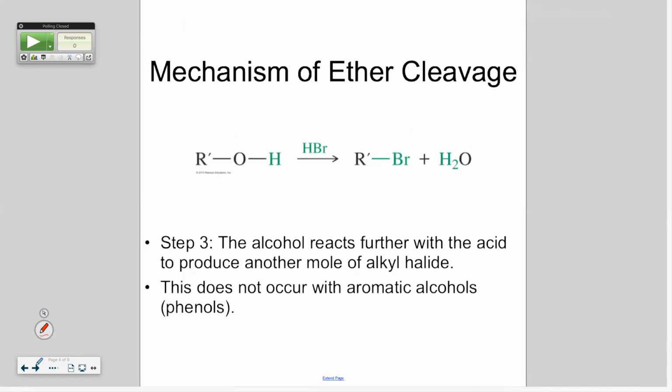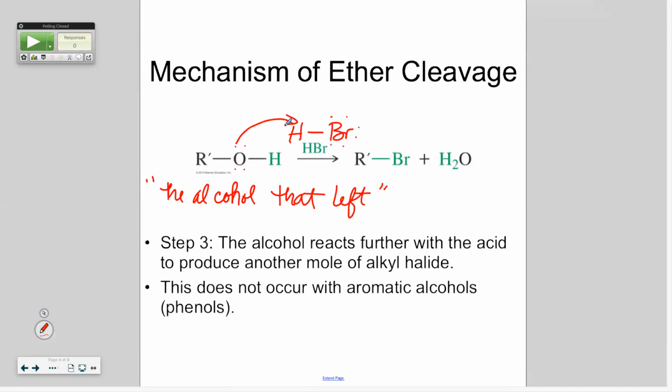Okay, what happens to the alcohol after? This is the alcohol that left on the previous slide. So what happens now? We're going to protonate the O with HBr, because you can't tell the acid, don't protonate the alcohol that's formed, just protonate the ether. They don't listen. They protonate everything they can.